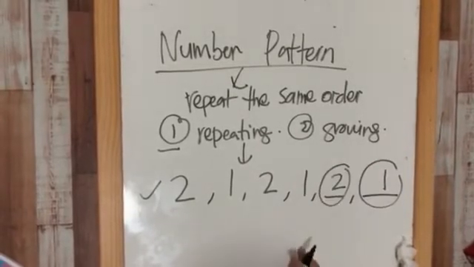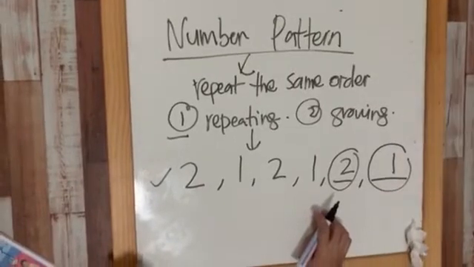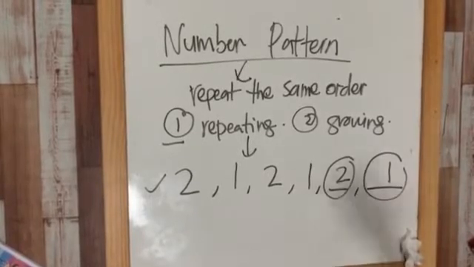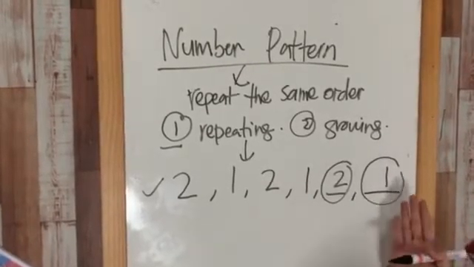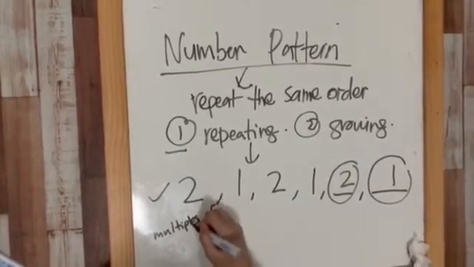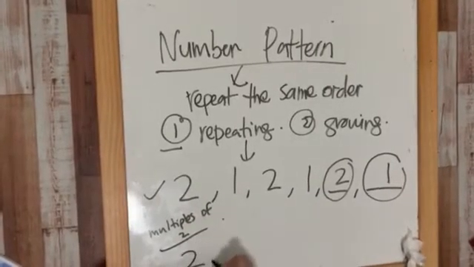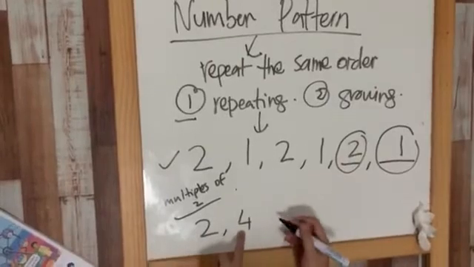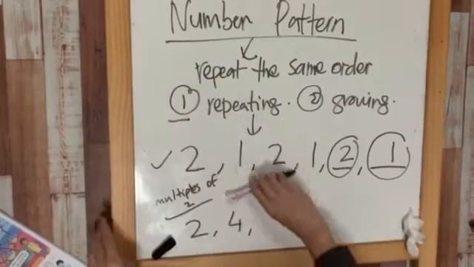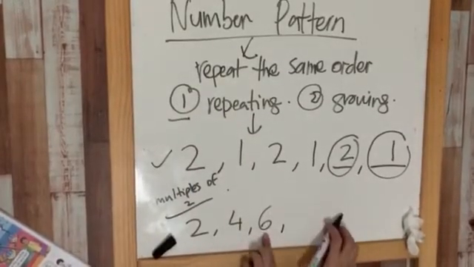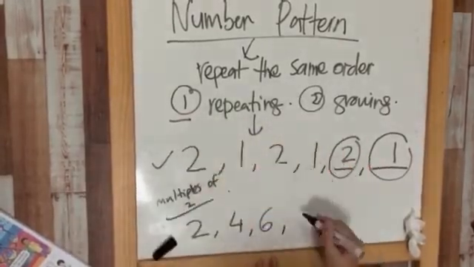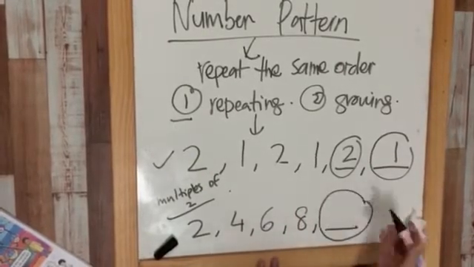And a growing number pattern is like this. For example, I'm giving you the multiples of 2. Multiples of 2 means you add 2 each time. For example here, 2, 4, because 2 plus 2 becomes 4. 4 plus 2 becomes 6. 6 plus 2 becomes 8. So can you guess what is the number here?